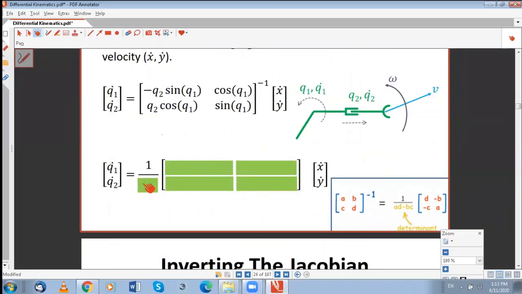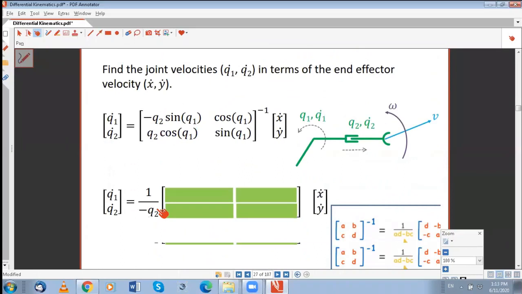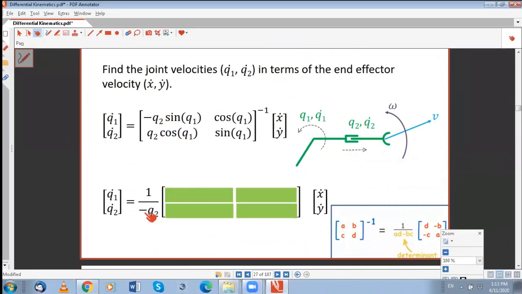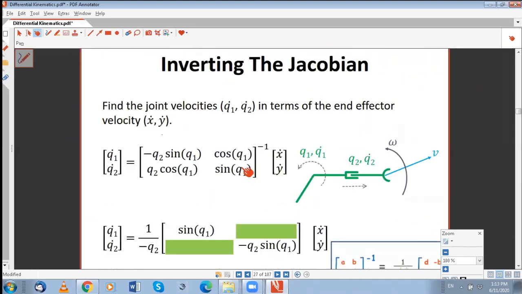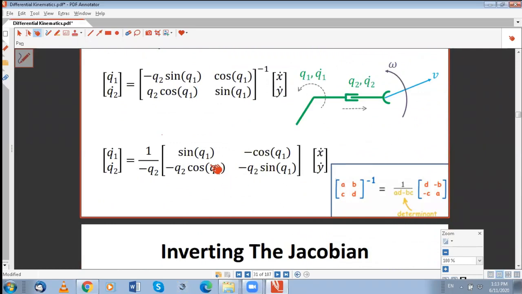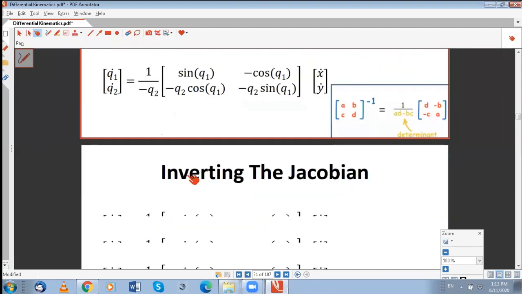Okay, so here we are finding, so how to find the determinant? The determinant is just minus Q2. You saw it on the previous slide. And next is put sine of Q1 here and bring this guy here. Change their positions, and for the other two, change their sign. So you will get something like this. These two have changed their signs, and these two have changed their positions. And this is coming from here. So this is the inverse of the Jacobian.